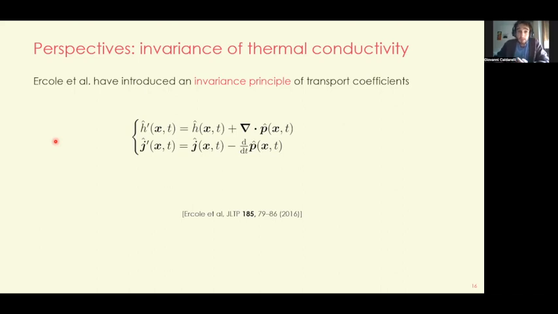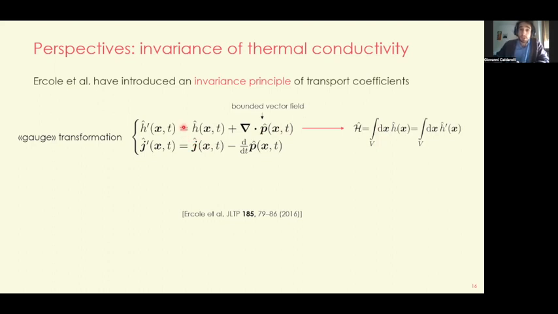Ercole and collaborators have introduced an invariance principle of transport coefficients, which is a gauge invariance principle. So if you redefine your energy density by adding a divergence of a bounded vector field, and you can do this because a bounded vector field will give a negligible contribution to the macroscopic Hamiltonian. In fact, in the thermodynamic limit, the divergence of a bounded vector field in this volume integral will only consist of surface terms that will be negligible.